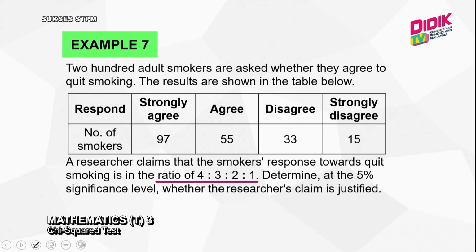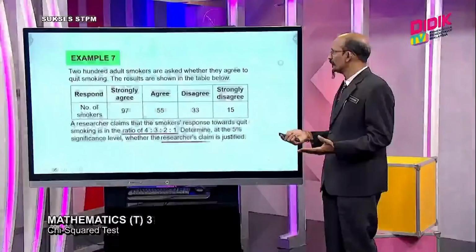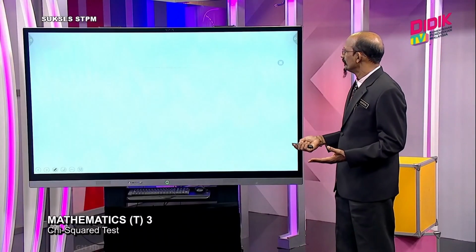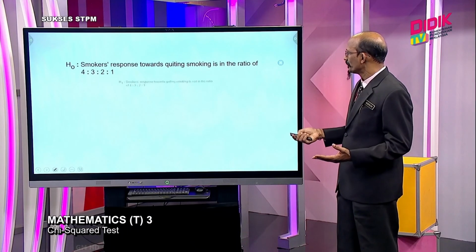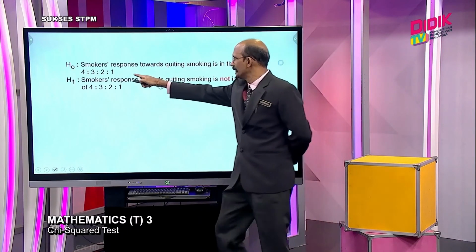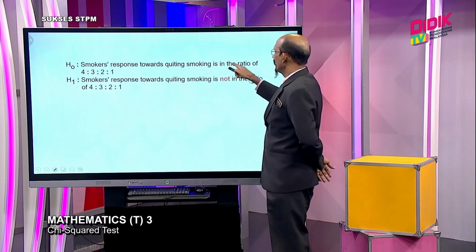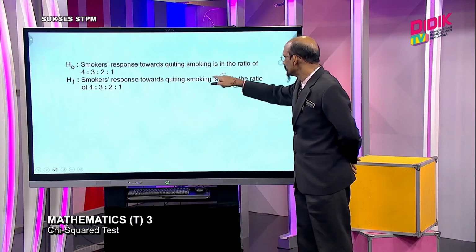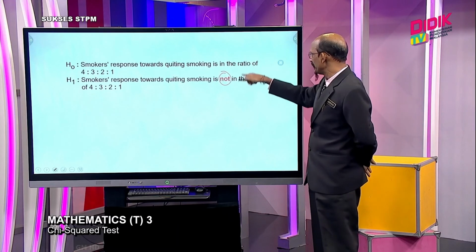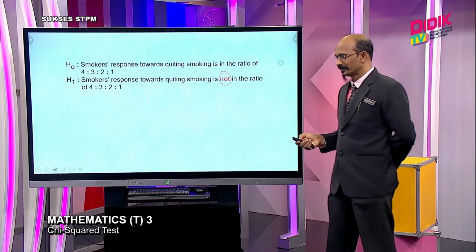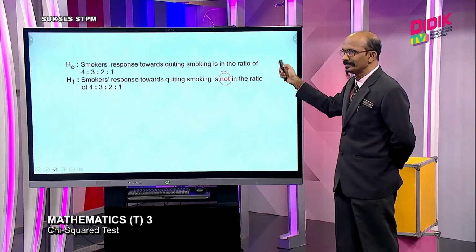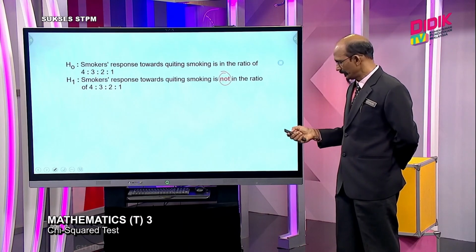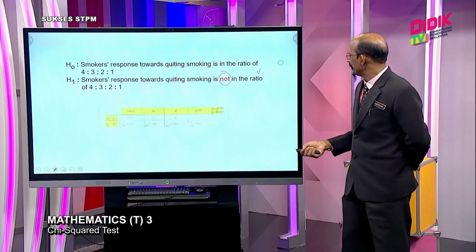So what we do, as I mentioned earlier, is 6 steps. For H0, we just write the distribution. And for your H1, just add the word not. Everything is exactly the same, we only put the word not. That means the first one we agree, the next one we do not agree with that. And then we get 1 mark there.